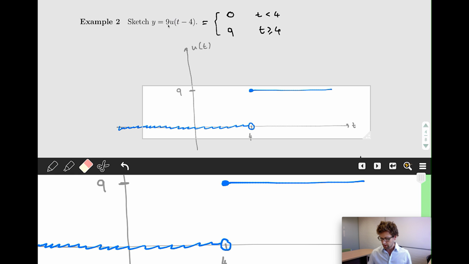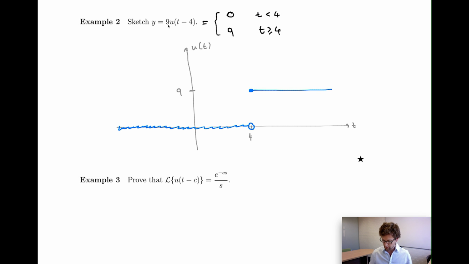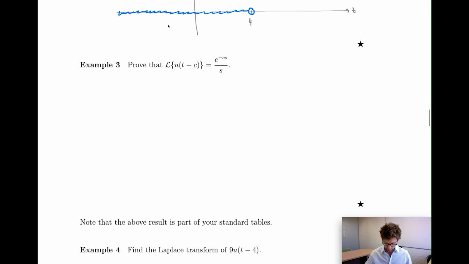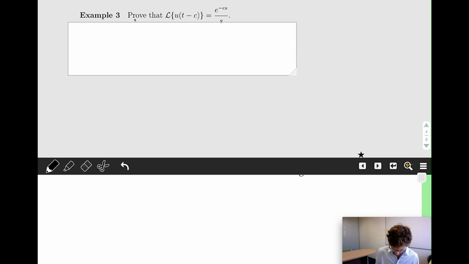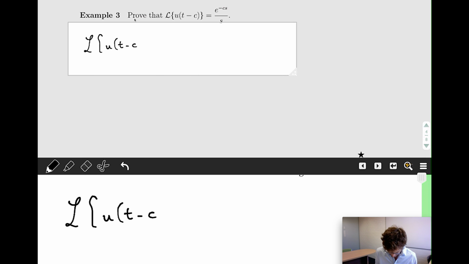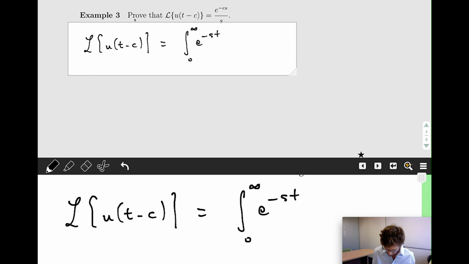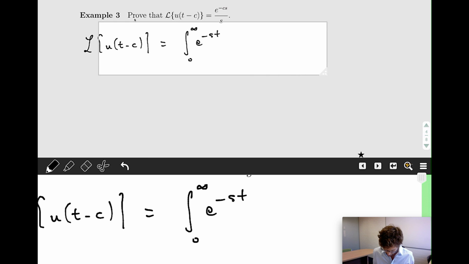Let's take a look at a property of the Heaviside function that's going to really help us when we're dealing with Laplace transforms. In other words, let's take a look at the Laplace transform of the Heaviside function, see what it looks like. We're going to do this from the definition, and it is given in your tables, but it's good to see it from first principles as well. So the Laplace transform of u(t minus c) is equal to the integral from 0 to infinity of e to the minus st times our function, which is u(t minus c), dt.